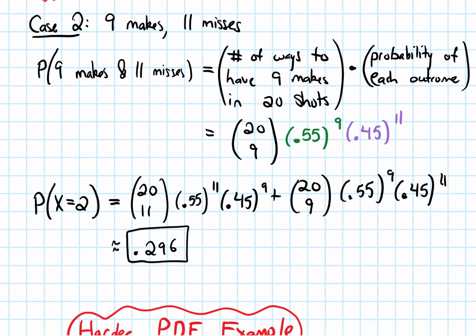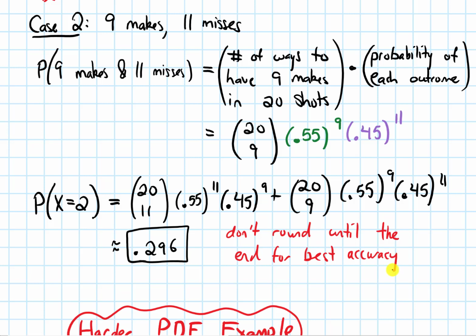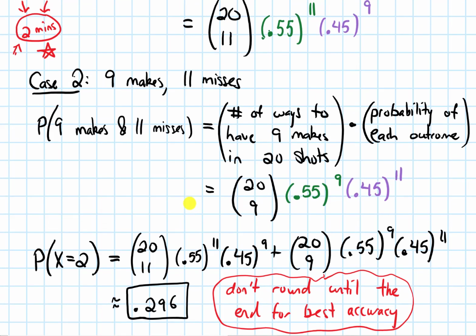And like I mentioned earlier, it's helpful in questions like this where I need to round to not round until the end for best accuracy. And the reason for that is each time I round, it's off by a little bit. So there's some rounding error. So if I round a bunch of times and then I put all those answers together, it sort of compounds that rounding error. So if I only do it at the end, I limit that rounding error.